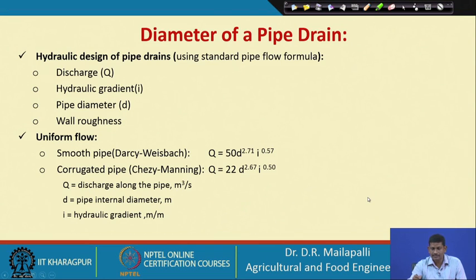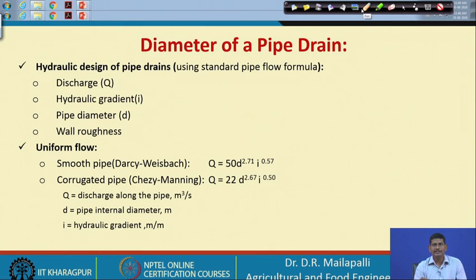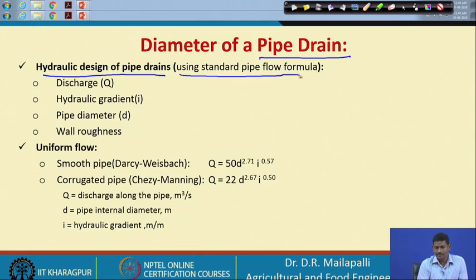The next is finding out the diameter of the pipe drain, right, pipe drainage. For the hydraulic design of drain pipes, we use a standard pipe flow formula, like the Hooghoudt equation, whatever it may be. Basically, these are the parameters we need to consider: the discharge, hydraulic gradient, pipe diameter, and wall roughness.